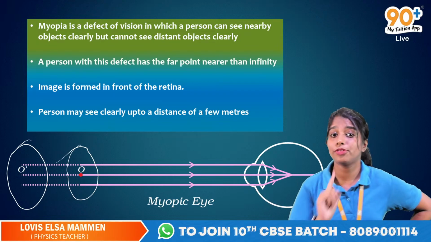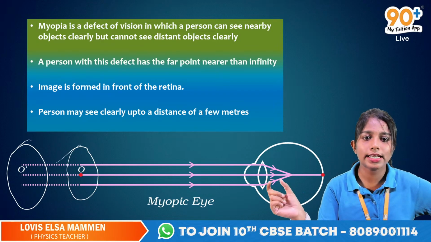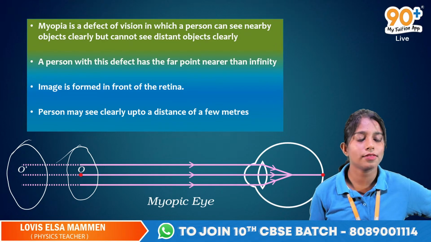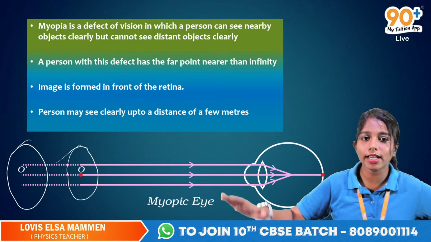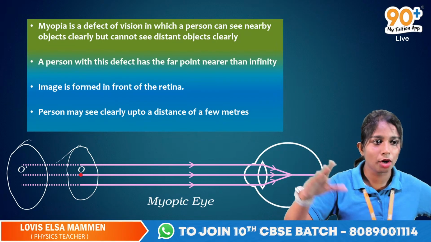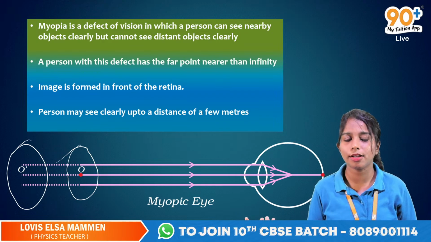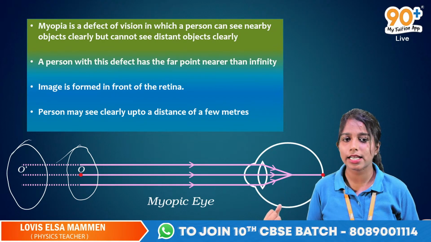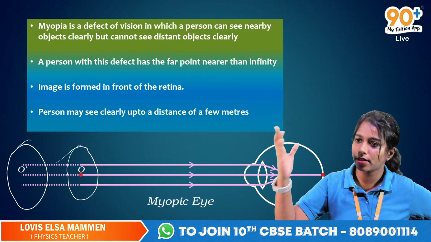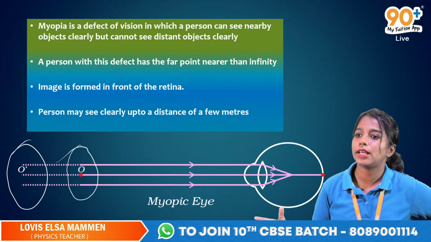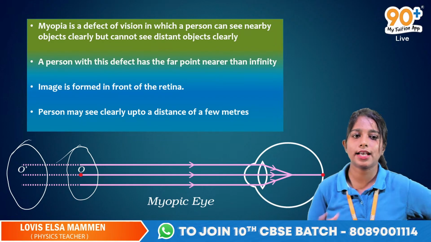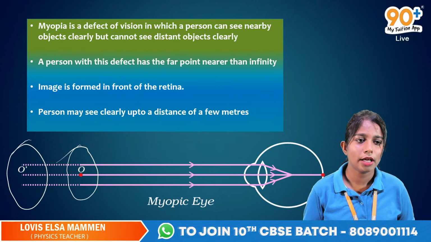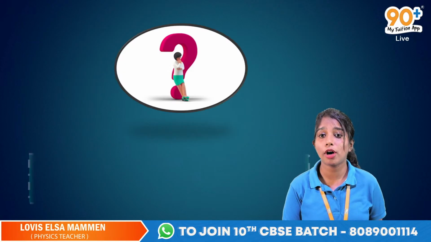So that is one of the reasons for myopia: increase in the curvature of the eye lens. Or, this is the eyeball. If this eyeball elongates, it also happens. If the eyeball increases or elongates, or if there is an increase in the length of the eyeball, you can say that it can be a reason for myopia. So these are the two reasons for myopia.